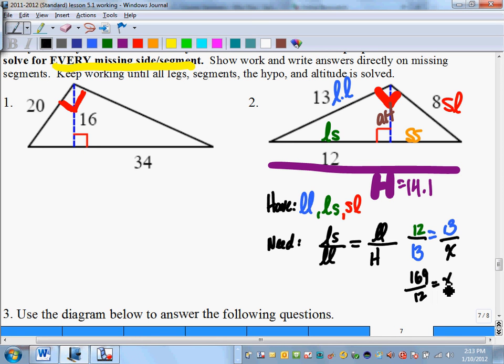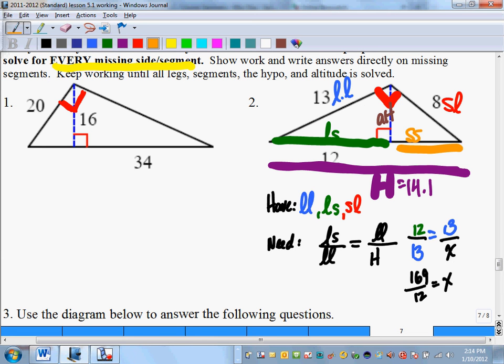Now, what else can we find? We can find the altitude. Maybe. Okay, to get the altitude, we need the what? Short segment. Okay. We can, but we first have to find something first. Ready? Trace the hypo. Trace the long seg. What can you now find? Short seg. Which is? 14.1 minus 12. Do you see? It's not even a proportion. This is 14.1. This is 12.